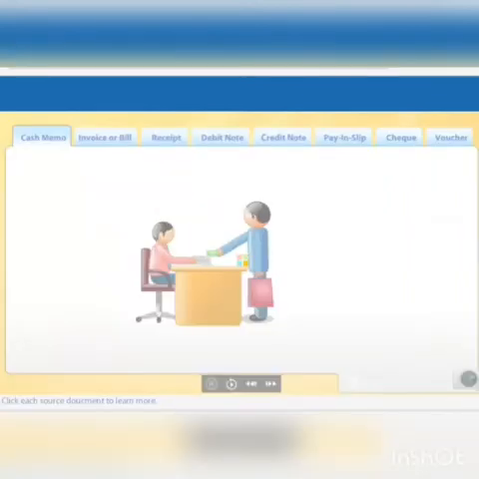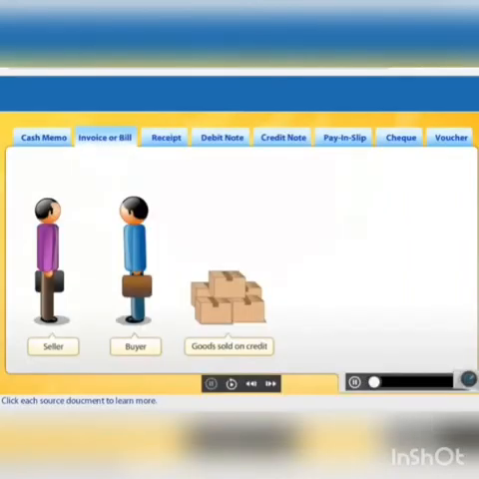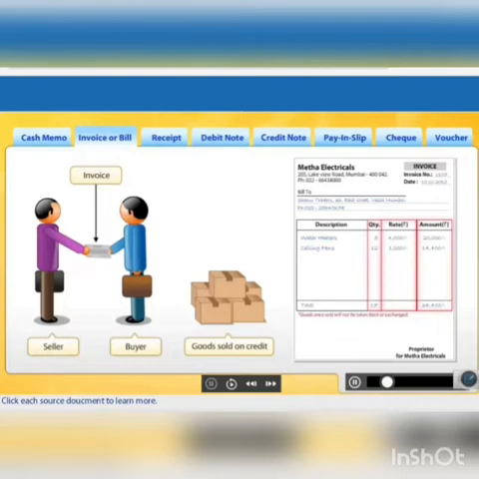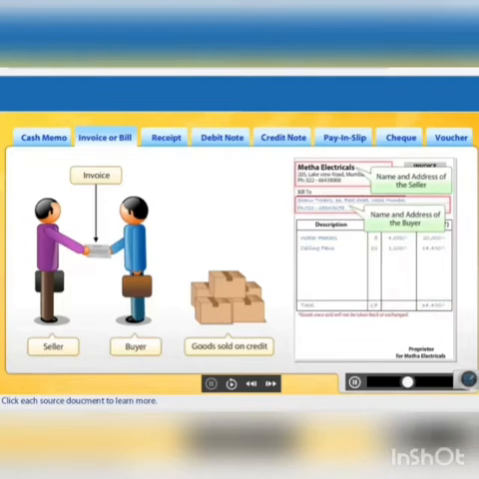When goods are sold on credit, the seller issues a statement called an invoice. An invoice is also known as a credit memo or a bill. An invoice provides a list of the items sold along with the quantity, rate, and price. It also mentions the name and address of both the seller and the buyer.